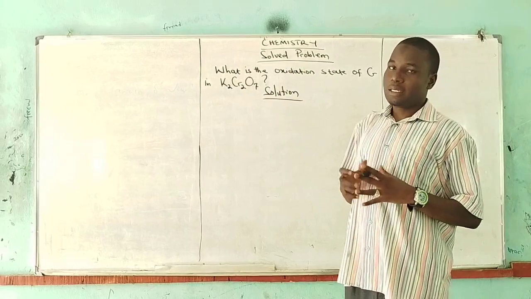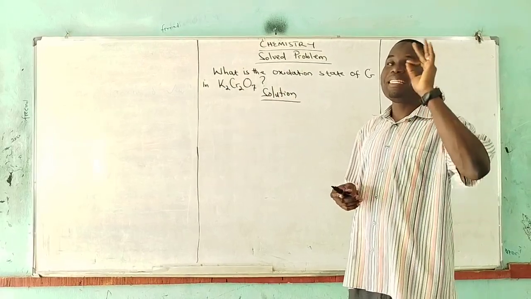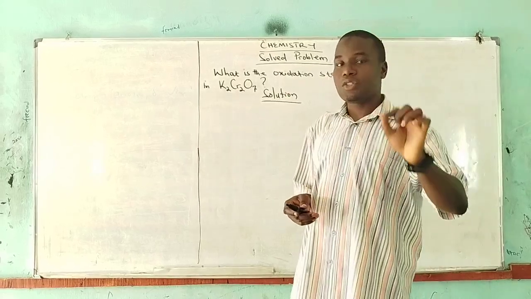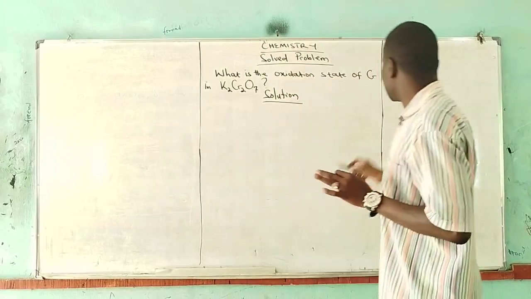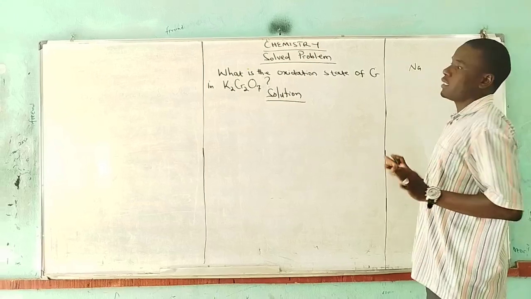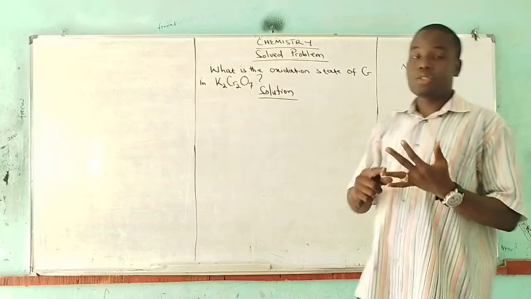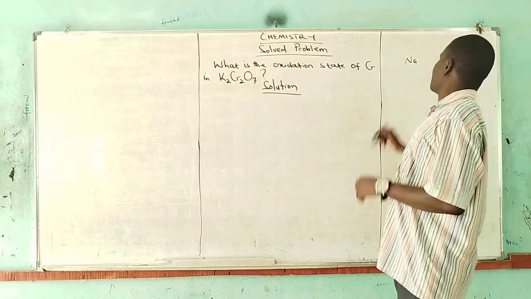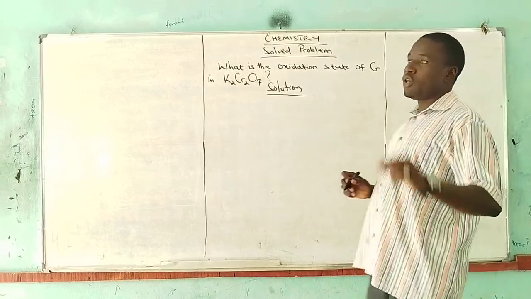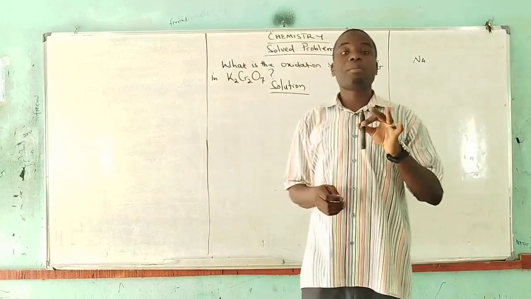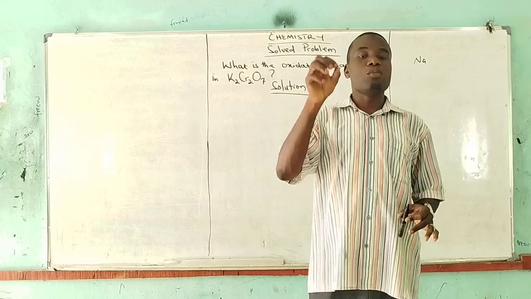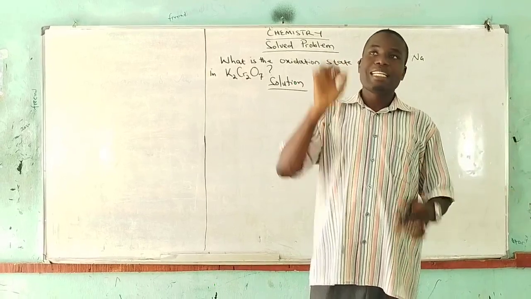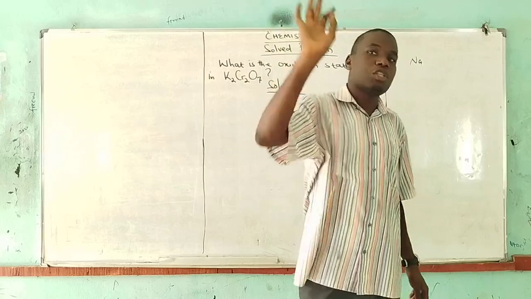Rule number 1. An element in its free state has an oxidation number of 0. For instance, if you have sodium just like this, it is neither an ion nor in combination with other elements, so the oxidation number is 0. But for monoatomic ions, that is ions containing only 1 atom of an element, the charge of the ion is the oxidation number of the ion.